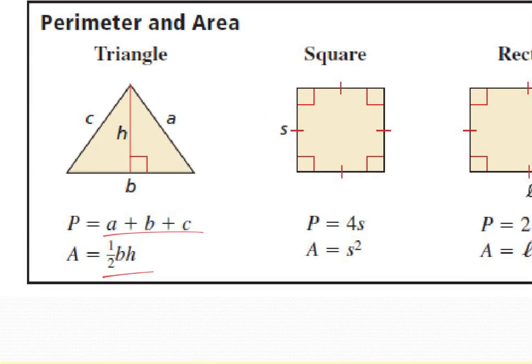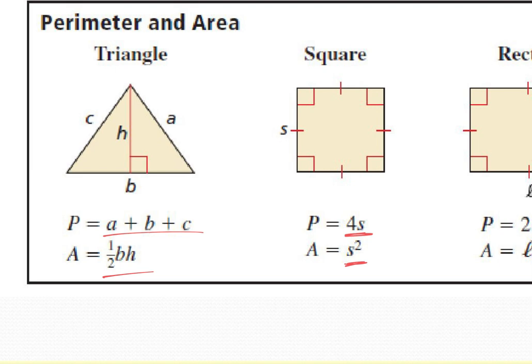A square has all congruent sides, so each side is the same. To find the perimeter, you take this side, any side, and you multiply it by 4, because there's 4 sides. Do you guys agree? All the sides are the same length, though. If you were to find the area, you take 2 of the sides and you multiply them together. Do you guys agree?